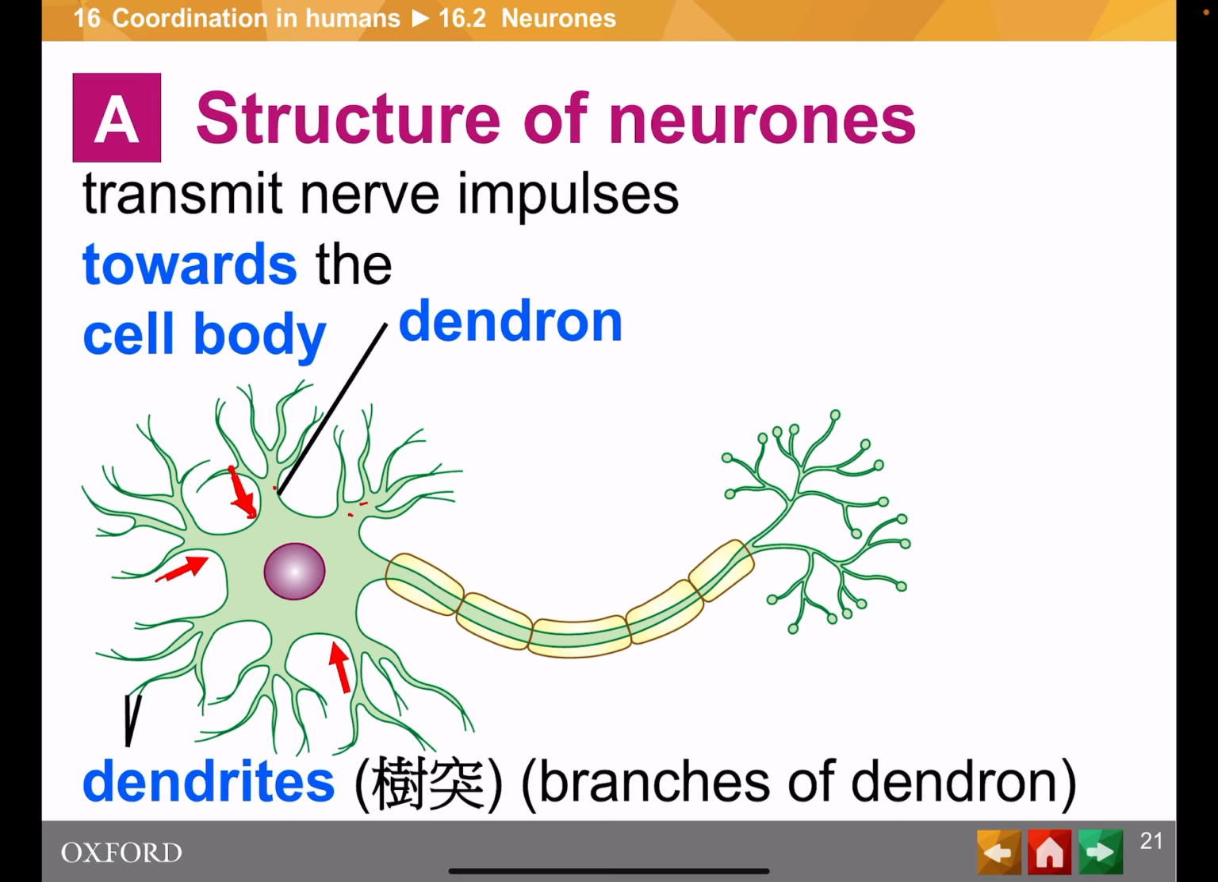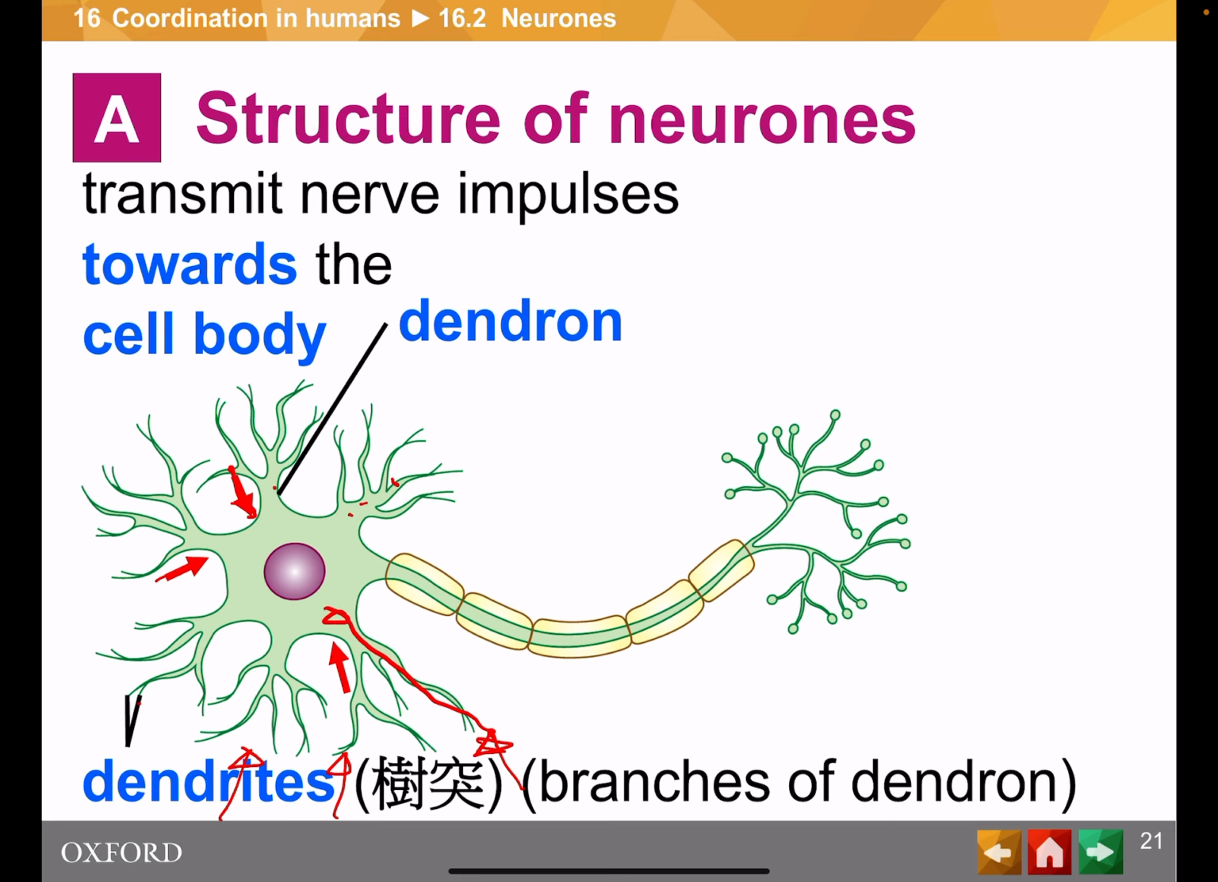A dendron usually branches into smaller branches we call dendrites. So these are called dendrites. They also transmit nerve impulses towards the dendron and then to the cell body, and usually receive information from receptors or other neurons. So they receive the nerve impulse here and then send it to the cell body.